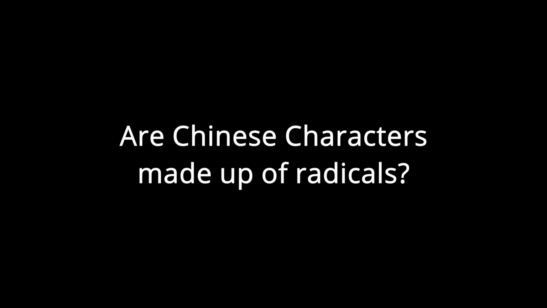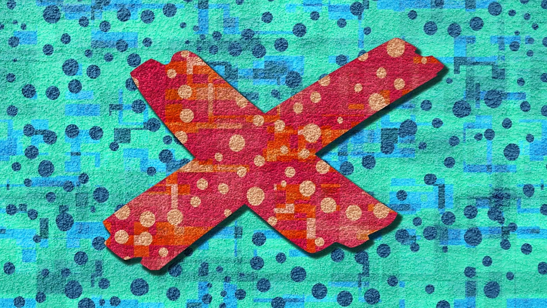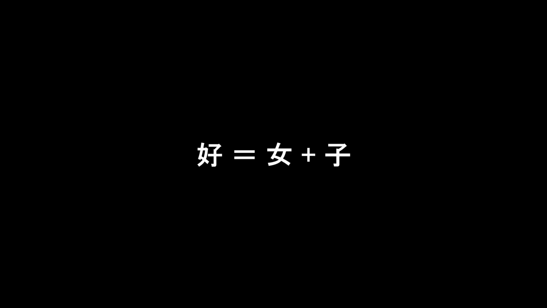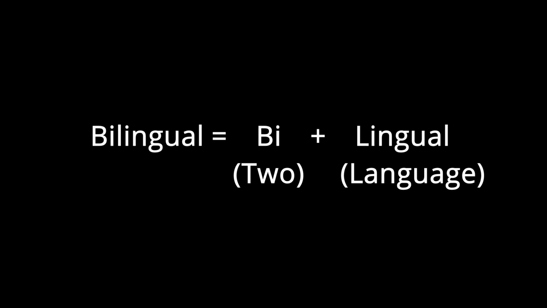Chinese characters are made up of smaller components, building blocks. Sometimes these are referred to as radicals, but more on that in a second. These smaller components are put together to make characters. This is similar to how parts of words come together in English to form bigger words. For example, the word bilingual is made up of bi, meaning two, and lingual, meaning language.